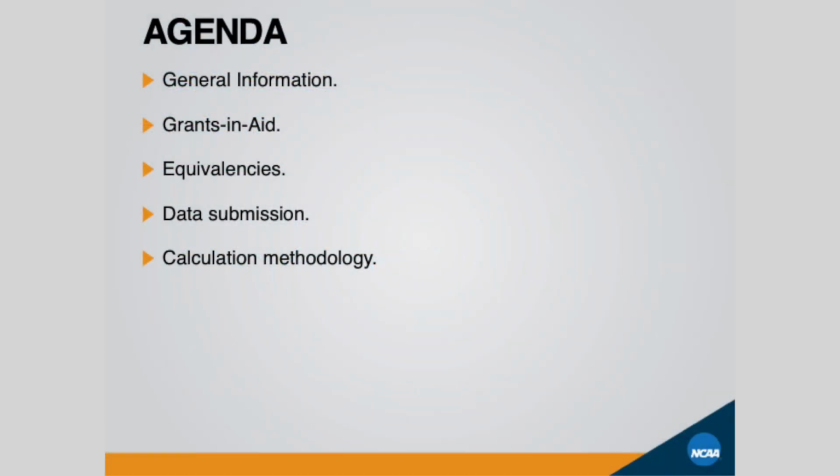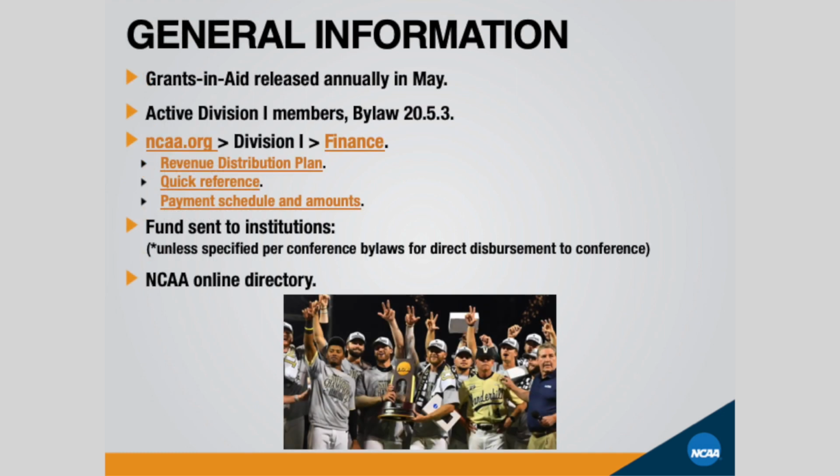Our agenda today will cover information, data submission, and calculation related to Grants and Aid, which is a Division I revenue distribution. All institutions have an obligation to submit accurate data to assist in upholding the integrity of the Division I revenue distributions. Grants and Aid funds are released annually in May to active Division I members.